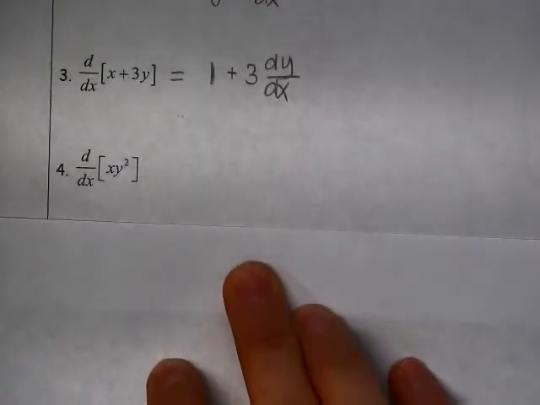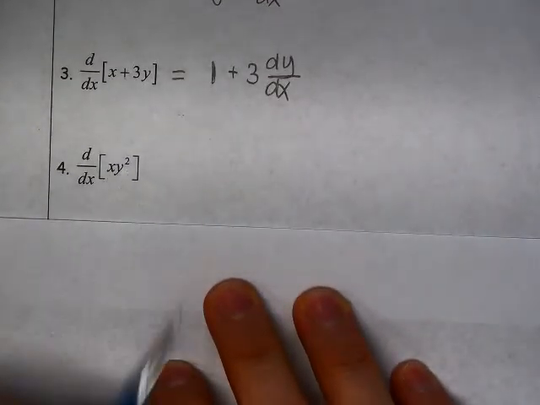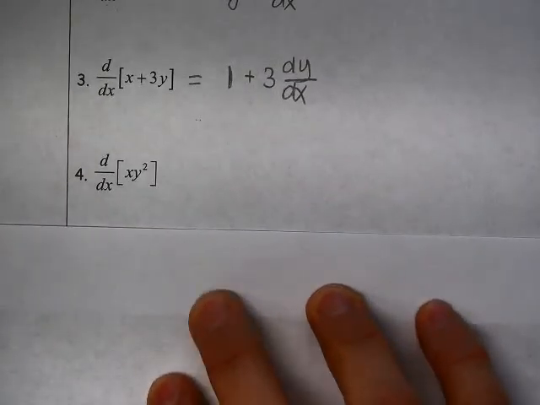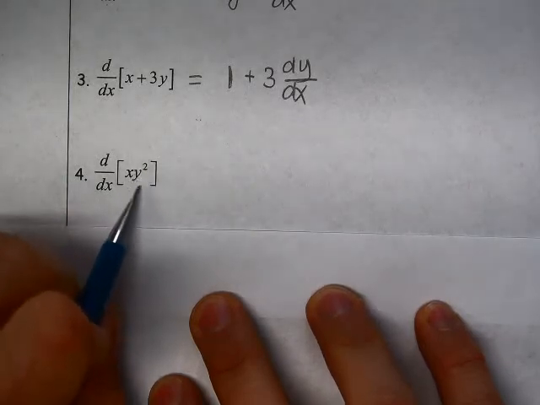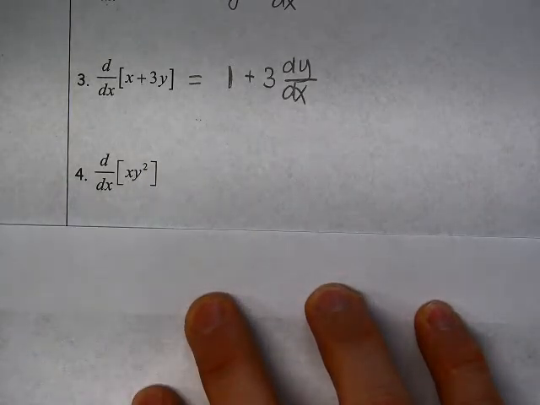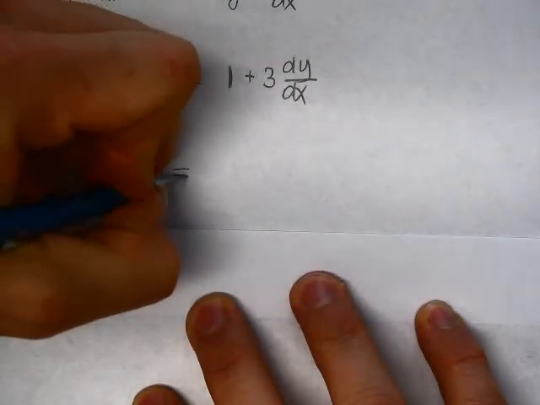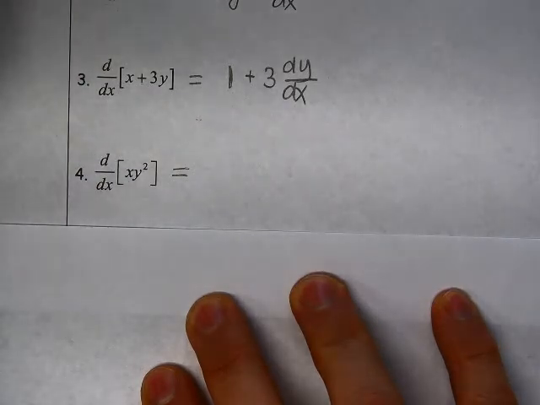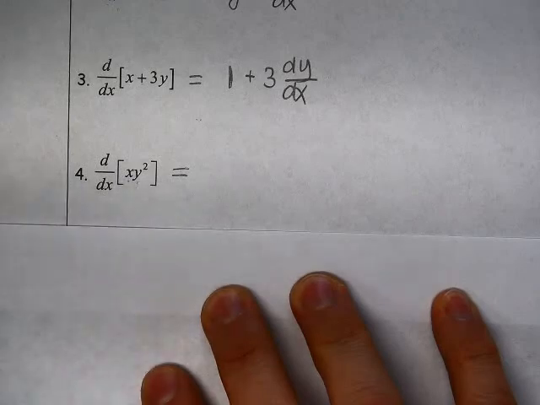The last one on this page is the derivative with respect to x of this product, x times y squared. So to take the derivative of this product, we need to use the product rule. And when in the process of using the product rule, we take the derivative of y squared, we're going to need to be careful to use the chain rule. So we have to combine these two. So let's do it this way. I'm going to apply the product rule here first. So I have basically my f and my g.